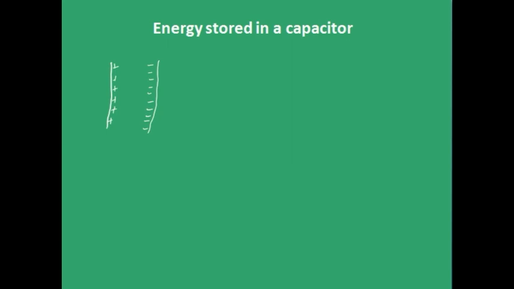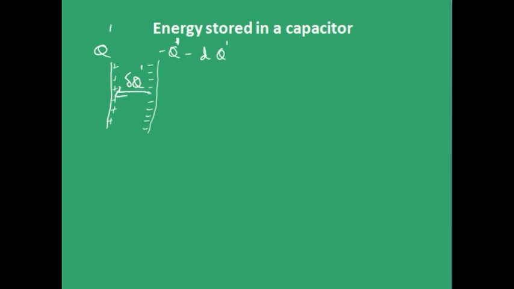So now see, at any instant, say the charge on each plate is q dash, and here it will be minus q dash. Now I'll bring a small positive charge from here to here in this direction. Say that is dq dash. So here the charge increases and here the charge decreases by the same amount.